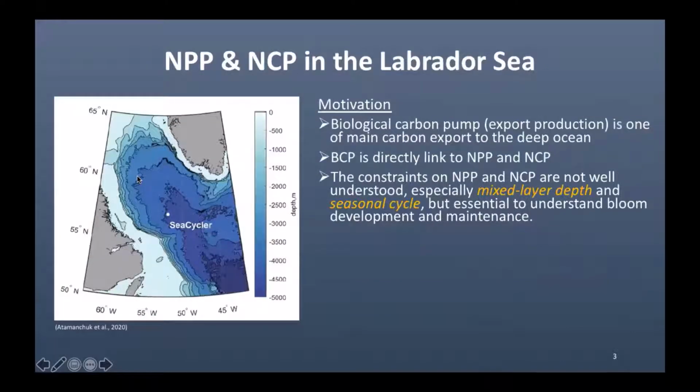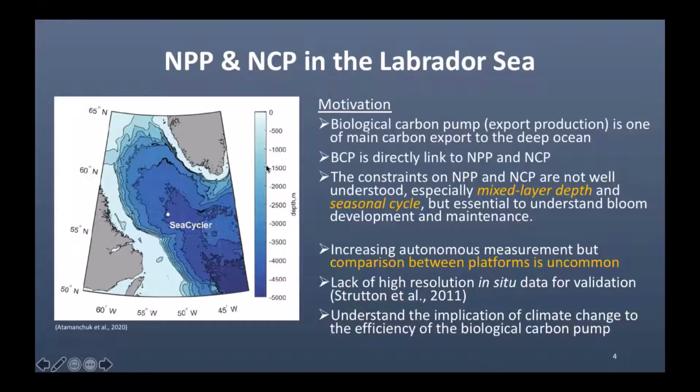So the motivation of my studies is to understand the biological carbon pump in the Labrador Sea. The biological carbon pump is one of the main carbon exports to the deep ocean, and it is directly linked to the net primary production and net community production. However, the constraints on the net primary production and net community production are not really well understood, especially the mixed layer depth and seasonal cycles, but they are essential to understand the bloom development and maintenance in the Labrador Sea.